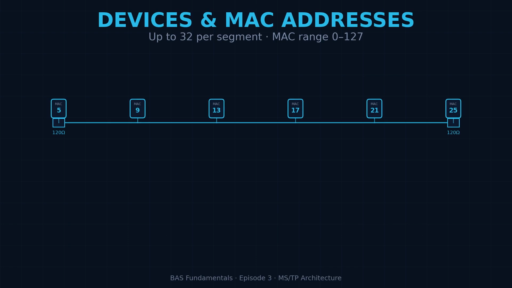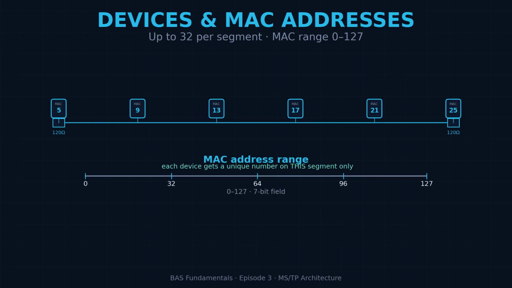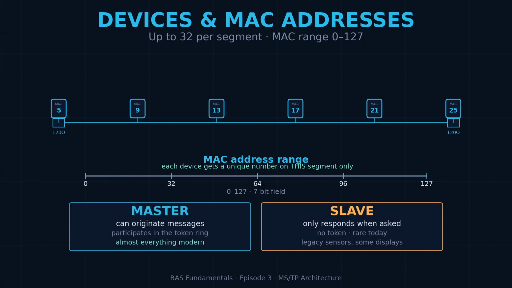Now the device layer. You can have up to 32 devices on a single segment without a repeater. Each device gets a unique MAC address between 0 and 127. Think of the MAC address as its local identity on the bus. Devices are classified as masters or slaves. Masters can originate messages, slaves only respond. In practice, almost everything on a modern MSTP bus is a master.